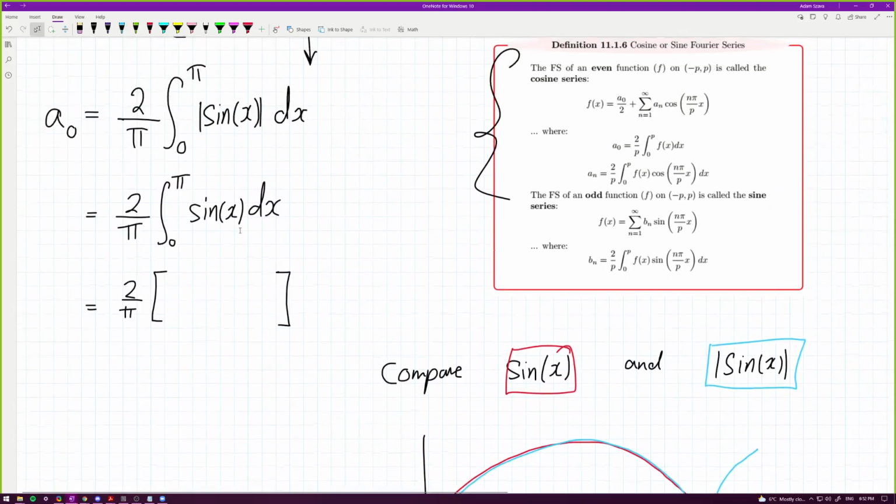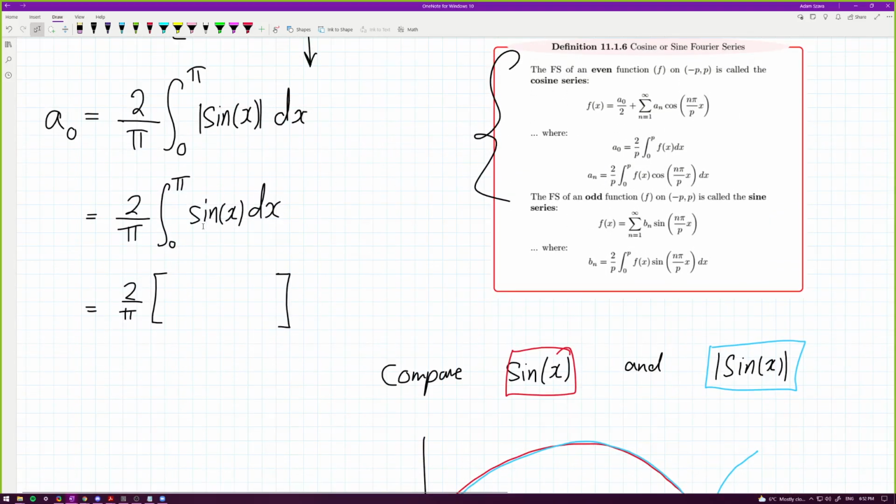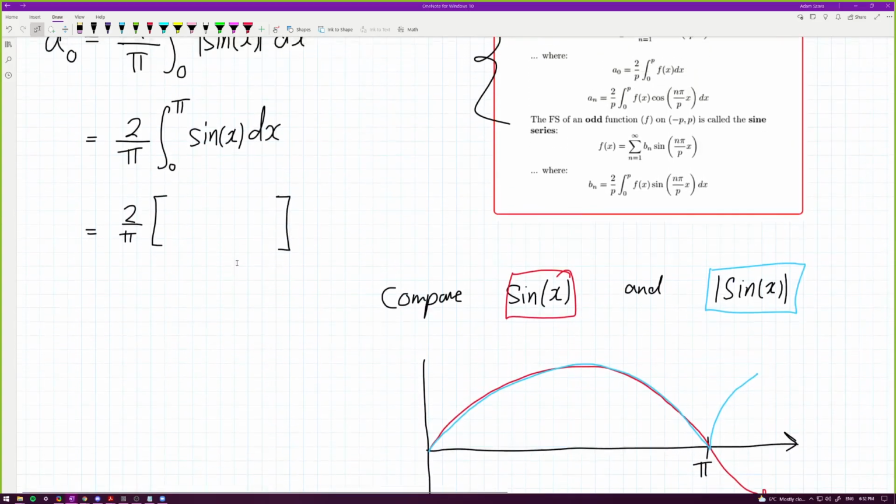Someone was asking, how do I set up a naught, an, and bn if f of x was piecewise? I have an example for that. So we will do that next. We'll do it piecewise.